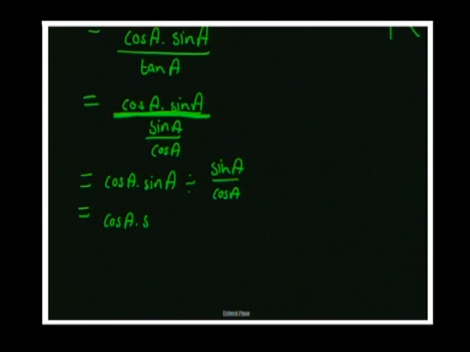Then you are going to tip and times. Cos a is now at the top, sin a is now at the bottom. I have one sin a at the top and one sin a at the bottom. So what is left? Cos squared a. Cos a times cos a is cos squared a. Okay, so it's simplified to cos squared a.